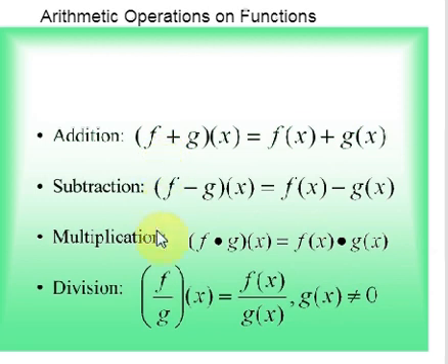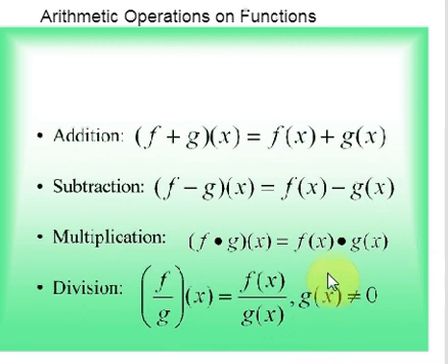So here are the formulas for combining functions: addition, subtraction, multiplication, and division. Yes, functions can be added, subtracted, multiplied, and divided. Here is the rule for addition of functions. (f+g)(x) is nothing but f(x) plus g(x). The formula for subtraction is very similar to addition, only the sign is different. For multiplication, (fg)(x) is nothing but f(x) dot g(x). Dot here means multiplication. And for division, we can just divide the functions.